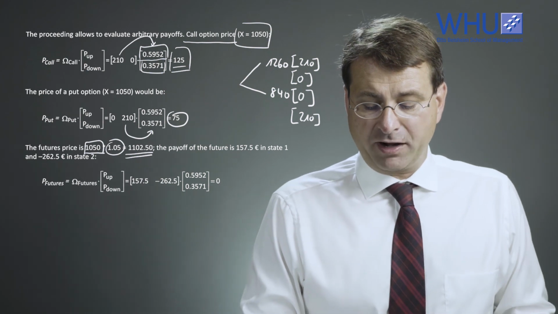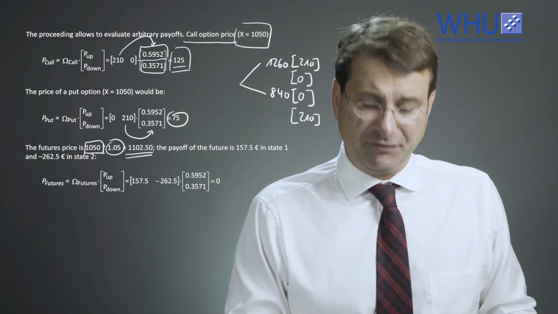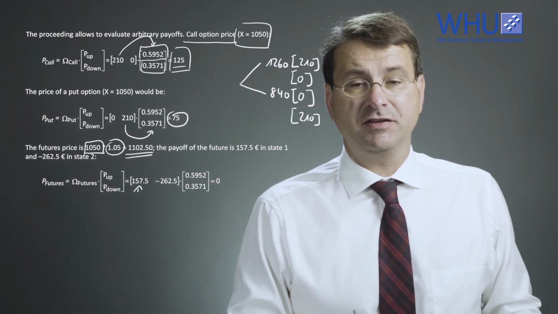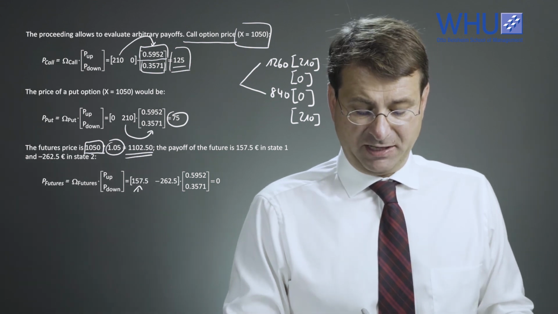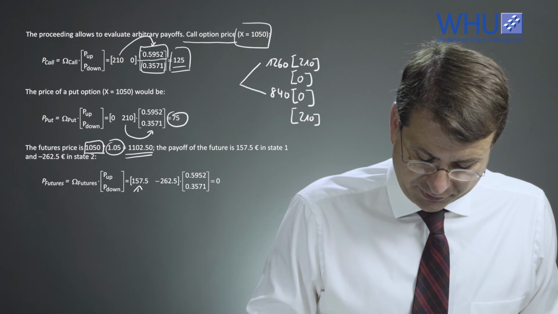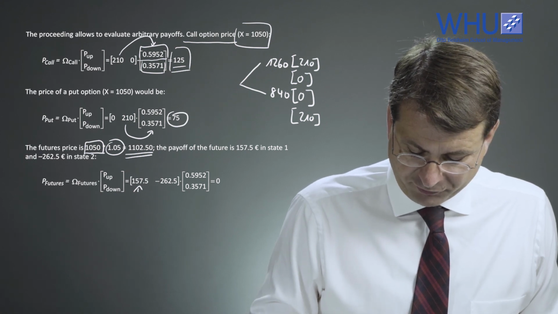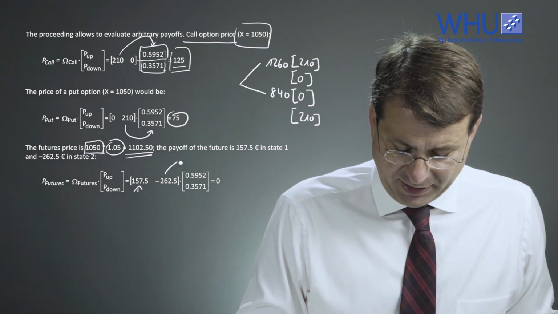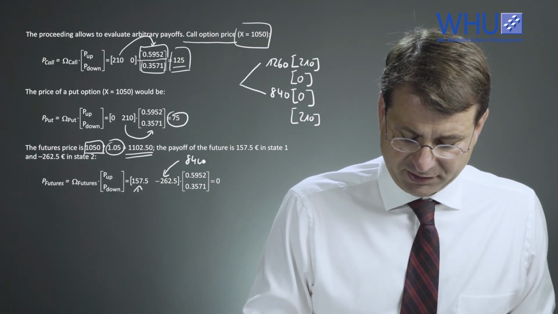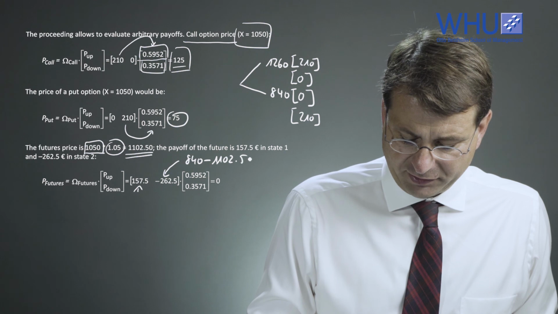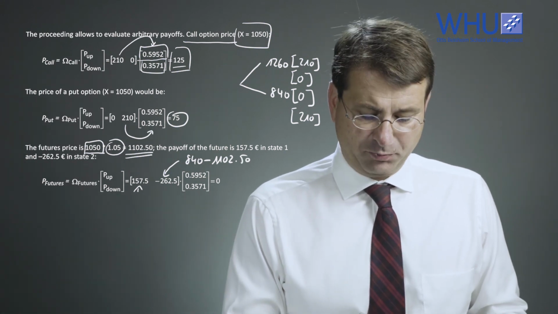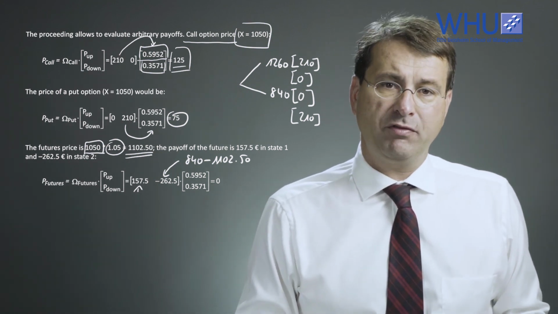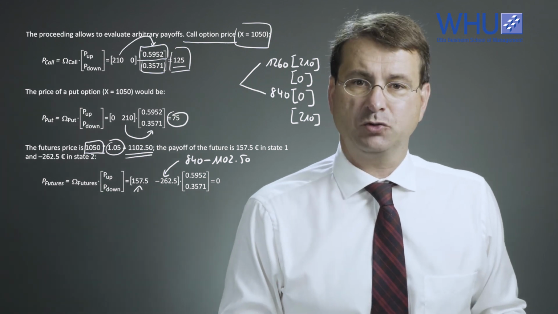Depending on where the stock price is going to end after one period, the value of the futures contract will be 157.5 if the upstate occurs, namely 1260 minus 1102.50. Or if the downstate occurs in the next period, then the value of the futures contract is 840 minus 1102.50, which turns out to be minus 262.5. So the payoff of the futures contract is either 157 or minus 262.